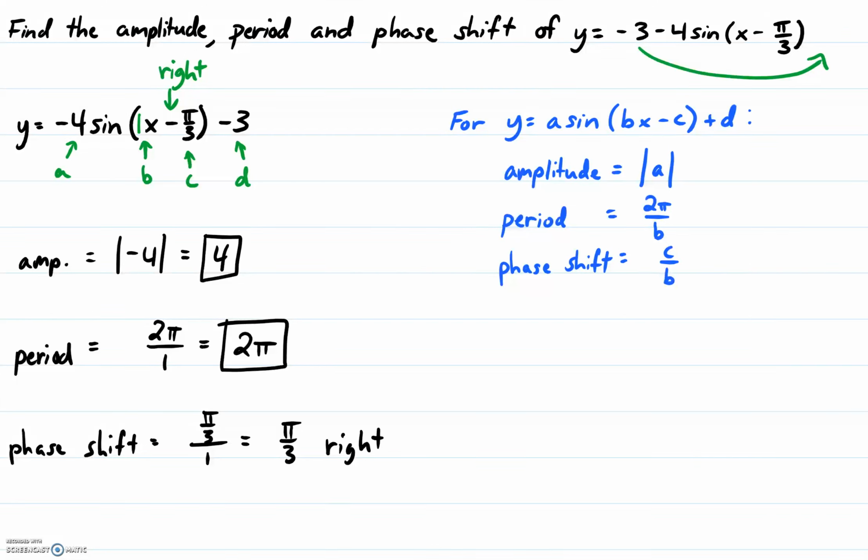And that's it. So the main thing to keep in mind for a problem like this is you want to first of all be sure you write it in the proper form, where you have a number multiplied by sine or cosine. If you wanted to switch out this sine right here for cosine, the exact same rules would apply. But you want to have a number multiplied by sine or cosine of bx minus c plus d. Then you can pick out your a, b, and c. The amplitude is absolute value of a, the period is 2 pi divided by b, and the phase shift is c over b.